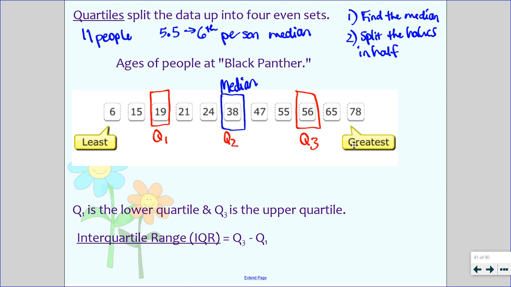Okay. If you do the quartiles correctly, everything before the quartile and then between the quartiles should all be equal. So I have 2 people before, 2 people in between, 2 people in between this one, and 2 people at the end. So that means I have split this data up into 4 even sets.